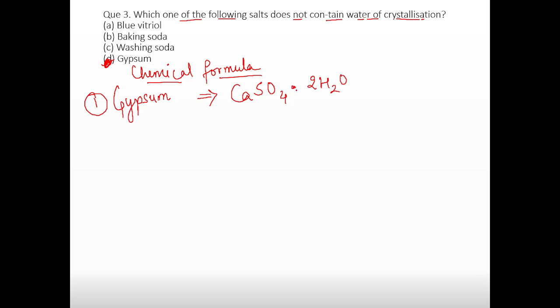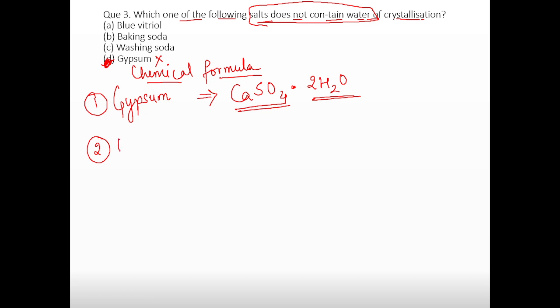We all know what water of crystallization is. It is the water molecules associated with the salt crystals, which changes properties such as the color of the salt. So gypsum contains two water molecules. Here we can say gypsum is not the correct answer, because they are asking for the salt which does not contain water. You have to remember this. So accordingly, gypsum is not the correct answer.